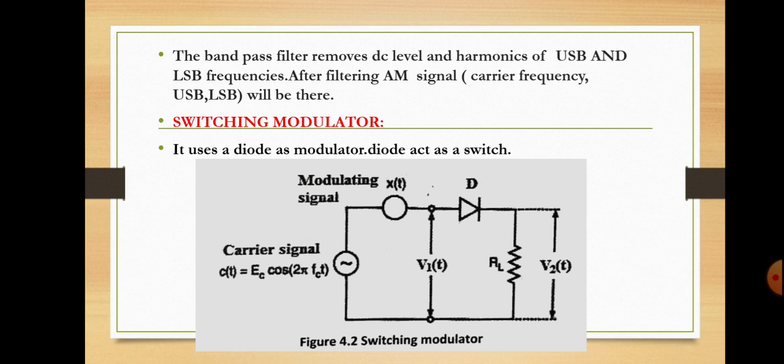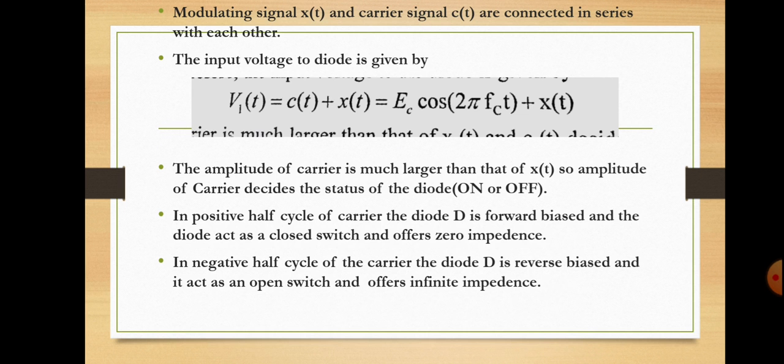See here V1 of t is the input voltage, and at the input both the modulating signal voltage and the carrier signal voltage appear. So V1 of t will be equal to X of t plus C of t. So we can write, instead of carrier signal, Ec cos 2 pi fc t plus X of t. So this is the input voltage at the nonlinear device. Also here you can see that we are taking the carrier signal amplitude to be greater than that of the modulating signal voltage.